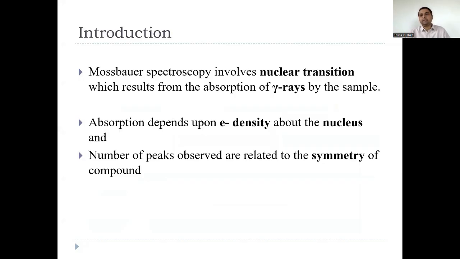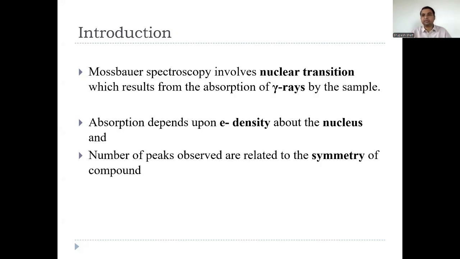Now, in any spectroscopy, the important things are the absorption of electromagnetic radiation, the number of peaks that are going to be observed, and their peak positions. In this spectroscopy, the absorption of radiation depends upon the electron density about the nucleus, and the number of peaks observed is related to the symmetry of the compound. If we take the example of NMR, we have absorption in the form of delta ppm, that is the chemical shift value. In IR, we have the wave number, nu bar.